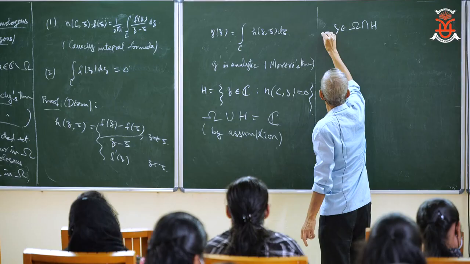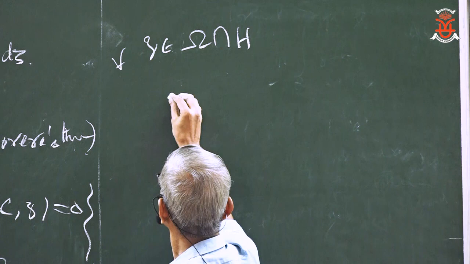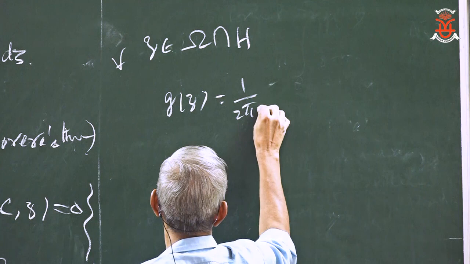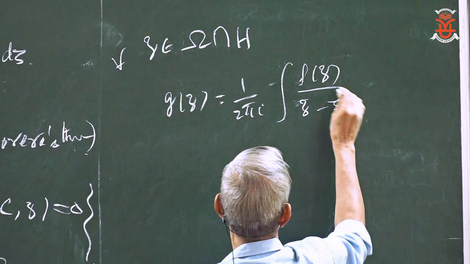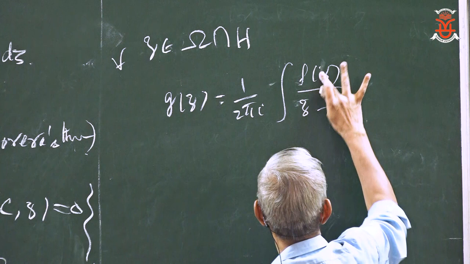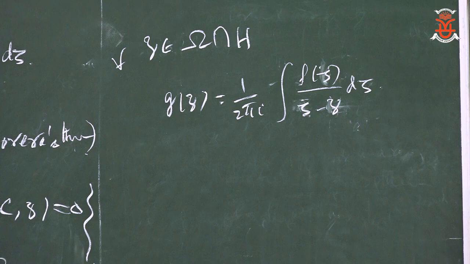For all Z in the common portion, G of Z, we have written, integral over C. Each thing that I'm writing will not be obvious. You'll need to do a little work.